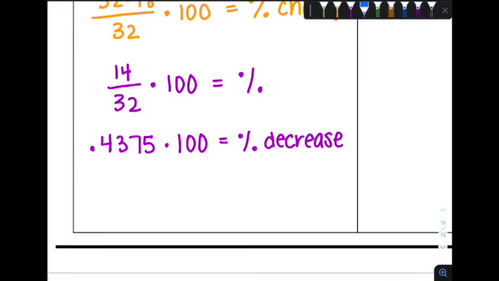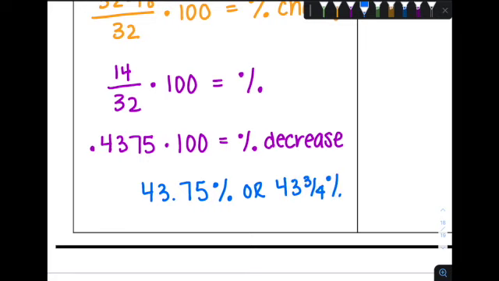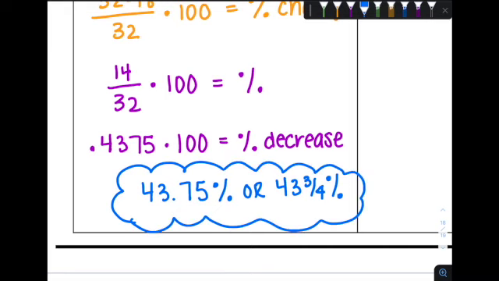So my answer, it doesn't say to round, but it's going to be 43.75%. Or you can even write it as a fraction. That's what kind of change it is, and it's a decrease.